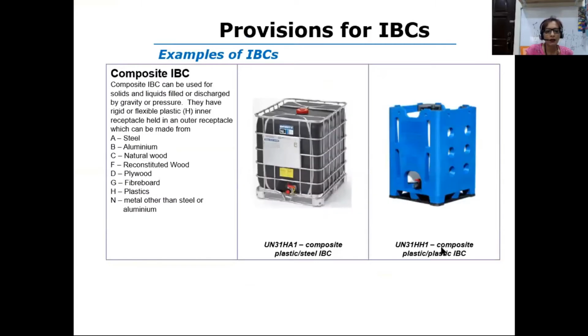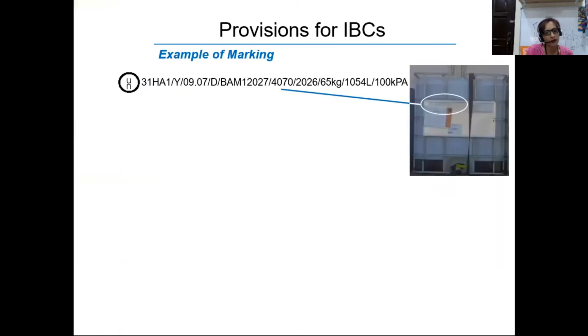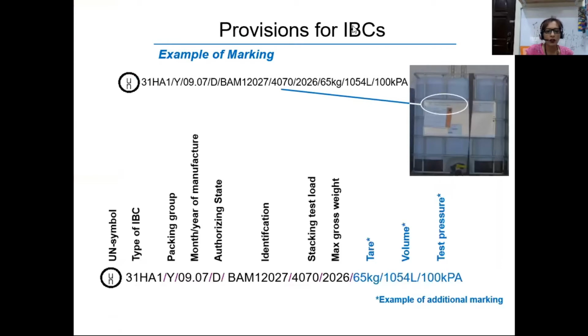The UN packing approval code also is, of course, lengthy, especially when you look at a composite IBC like this. A composite IBC which has an inner made out of plastic will have the month and year information because plastic cannot be used for more than 5 years. Right, and this is what they were saying.